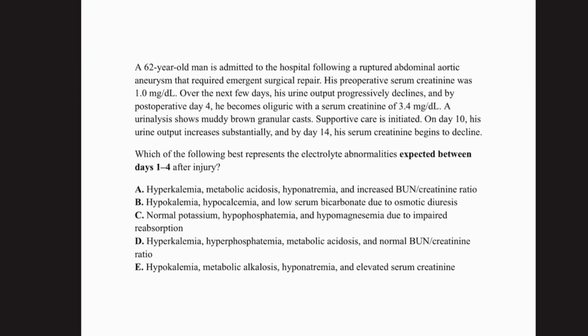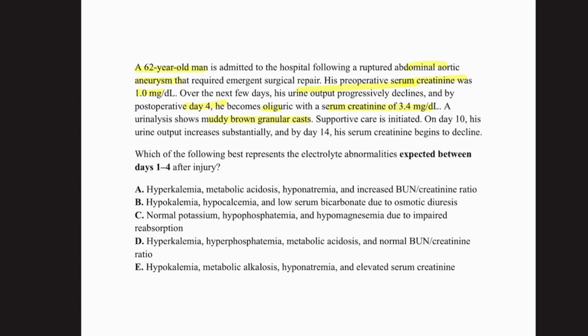So the question is, a 62-year-old man is admitted to the hospital following a ruptured abdominal aortic aneurysm that required emergent surgical repair. His preoperative serum creatinine was 1 milligram per deciliter. Over the next few days, his urine output progressively declines. And by post-operative day 4, he becomes oliguric with serum creatinine of 3.4 milligram per deciliter. A urinalysis shows muddy brown granular cast.